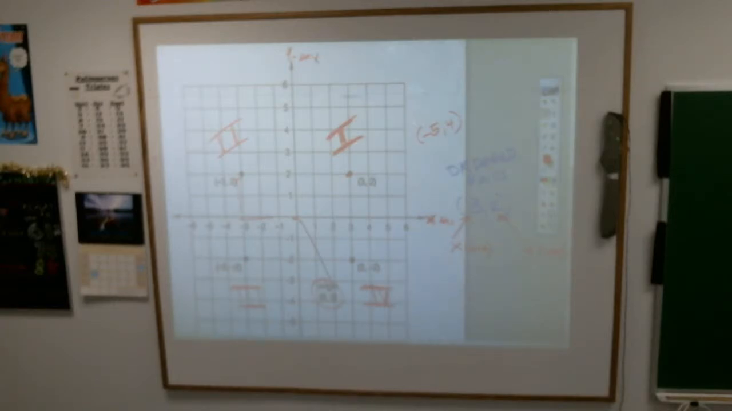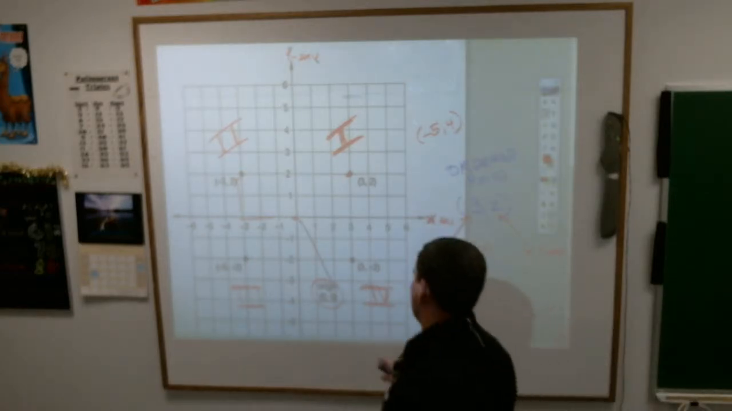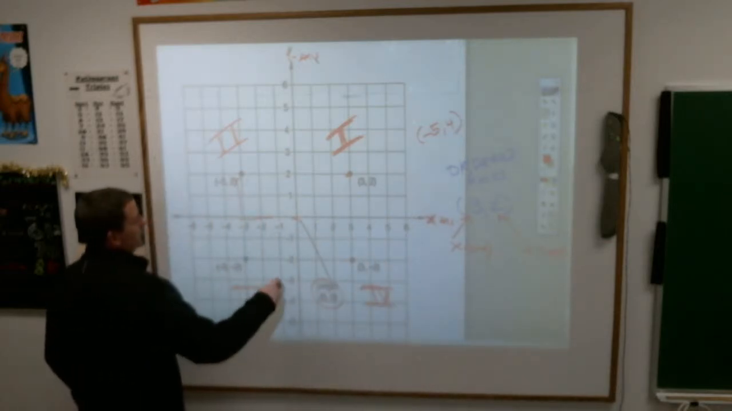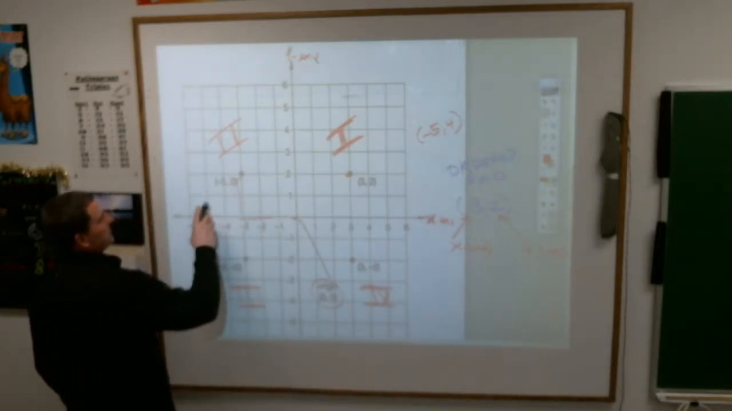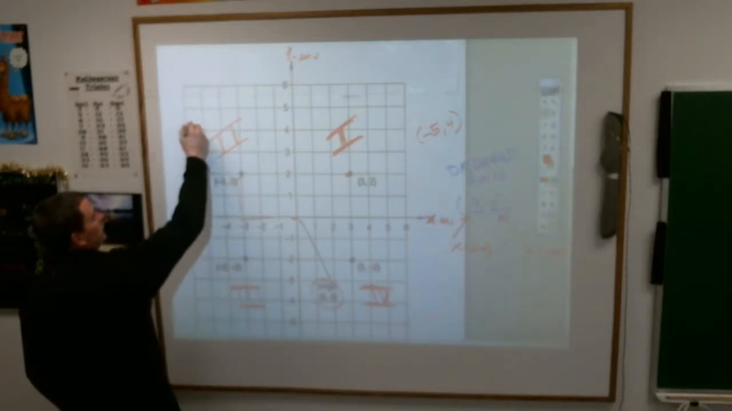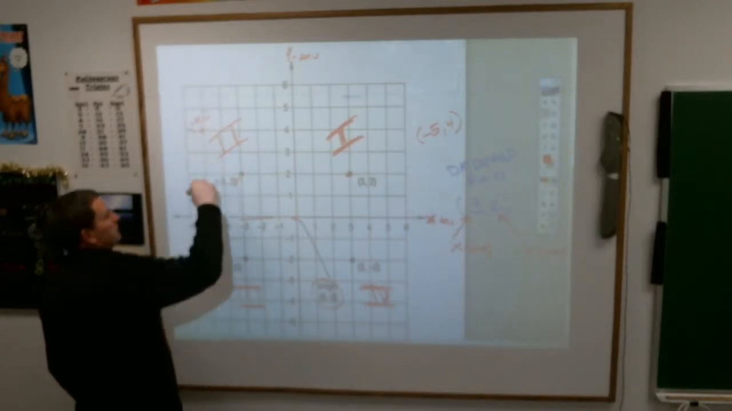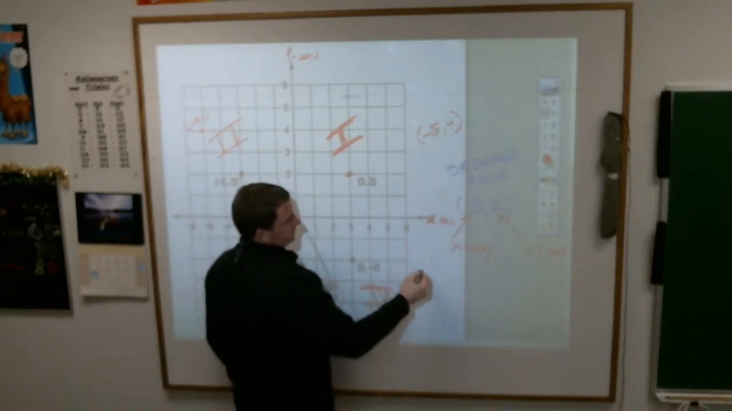Most people go wrong in that they get their x and y mixed up. Actually, you probably want to label it, negative 5, 4. Yeah, people get it backwards and they start putting the negative 5 here and the 4 there. No, it goes negative 5 on the x-axis, 4 up. Negative 5, 4.